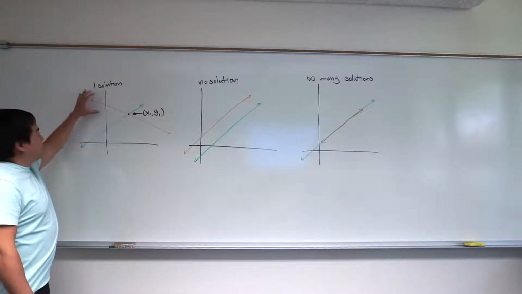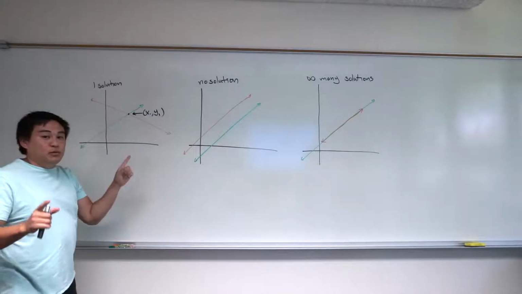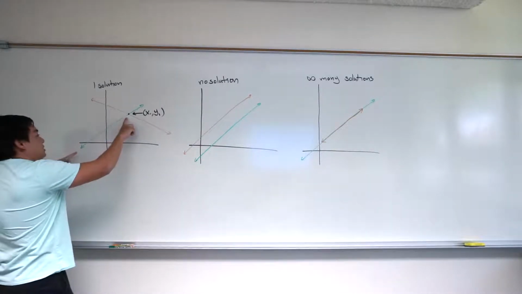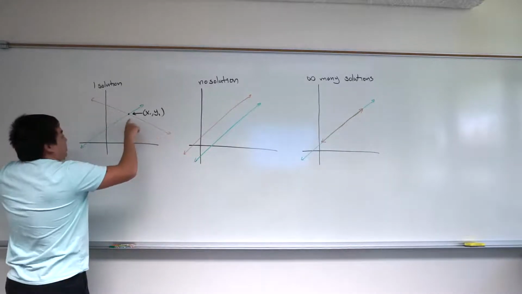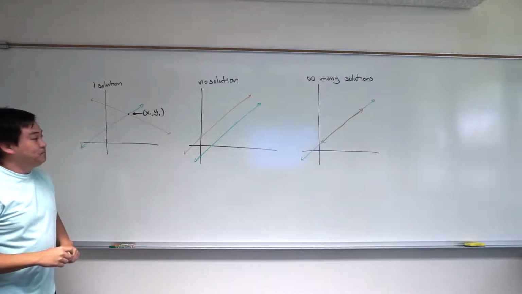The first option that comes up is one solution. And what that means is that the two lines overlap at a single point. So notice this green line and this orange line, they overlap at that point, (x1, y1).